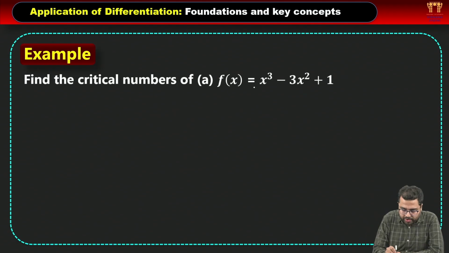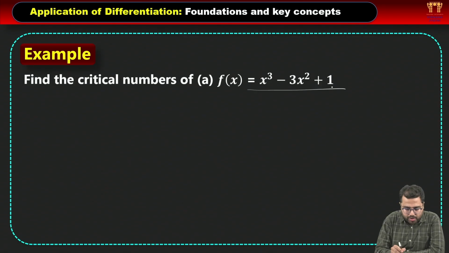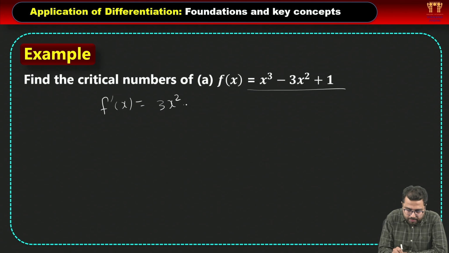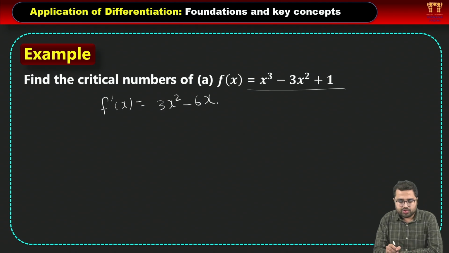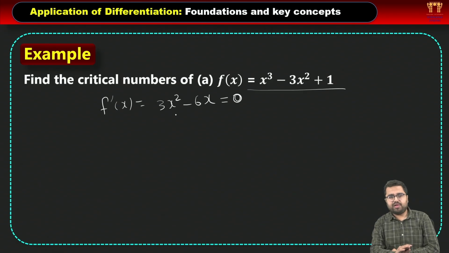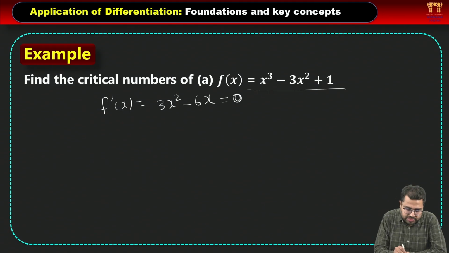So in order to find the critical numbers of f(x), you have to differentiate it. If I differentiate f, what will I get? f'(x) is equal to 3x² minus 6x. First of all, this function is differentiable everywhere, so there are no points where it is not differentiable. Now we can find the critical numbers by equating it to 0. So we will see where it is 0.